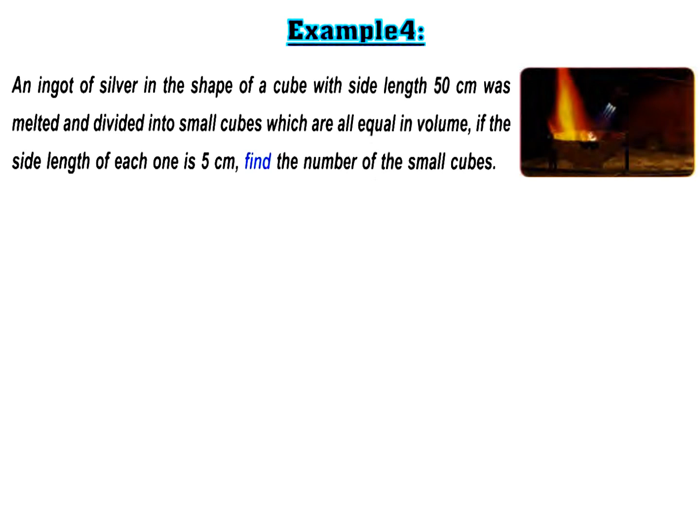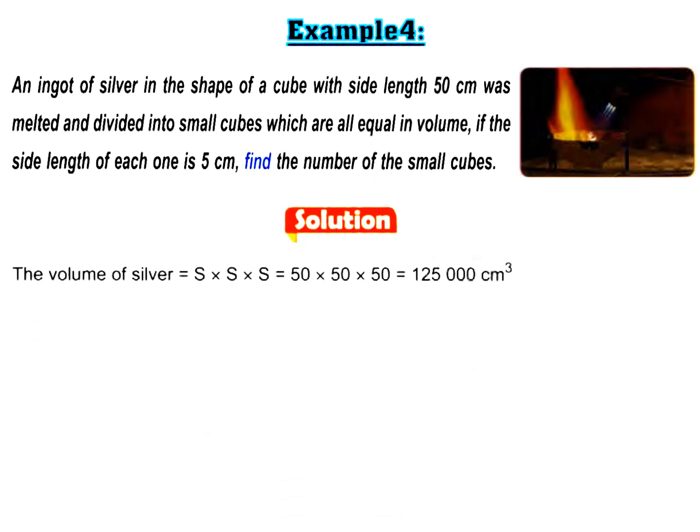The volume of the ingot of silver I will get by the rule of the cube. Volume of the cube equals side times side times side, so it will be 50 times 50 times 50, which equals 125,000 centimeters cubed. This is the volume of the greater cube. Secondly, I will get the volume of each small cube. Edge length of each small cube equals 5 centimeters, so the volume equals 5 times 5 times 5, which equals 125.